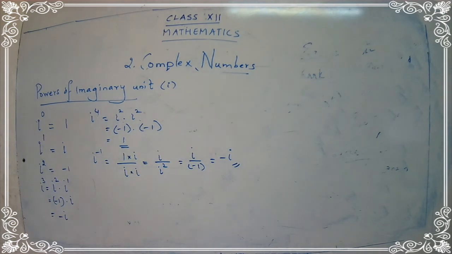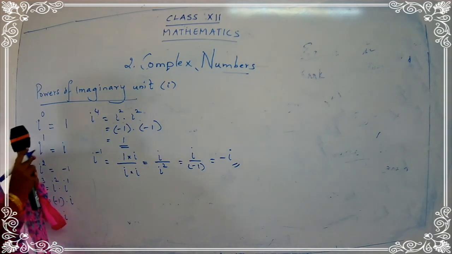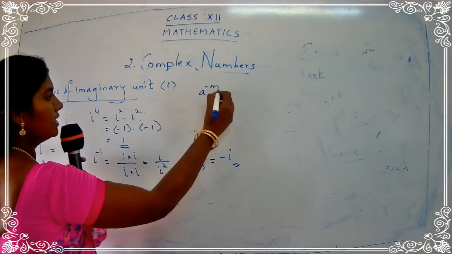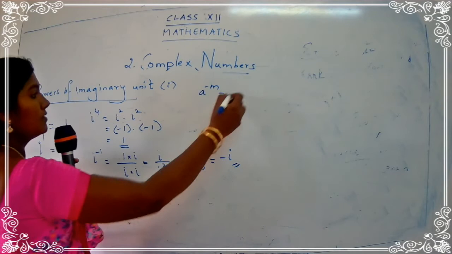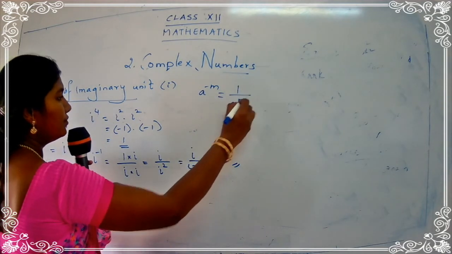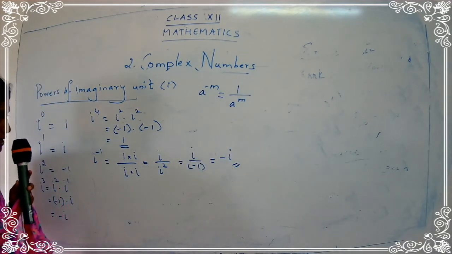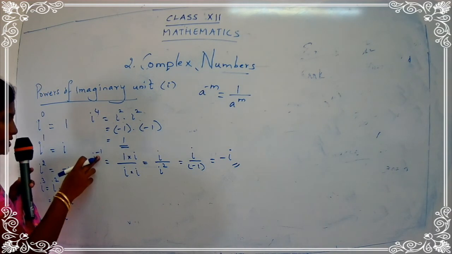I hope you are clear with i raised to minus 1. How is it changing? This is a raised to minus m. So what is the law used here? a raised to minus m is 1 upon a raised to m. So how are you going to write i raised to minus 1?